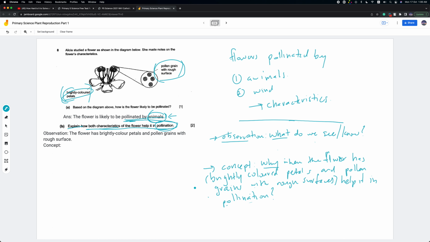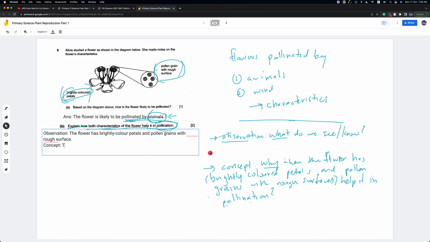Now, usually the concept will not be found in the question itself. Okay, you need to refer back to the textbooks or the notes that you learn. Okay, so basically, what is the function or what is the purpose of the brightly colored petals? What does it do? How does it help? Okay, so if you learned your notes, or if you remember your notes carefully, the brightly colored petals has a function. Of course, it has a function.